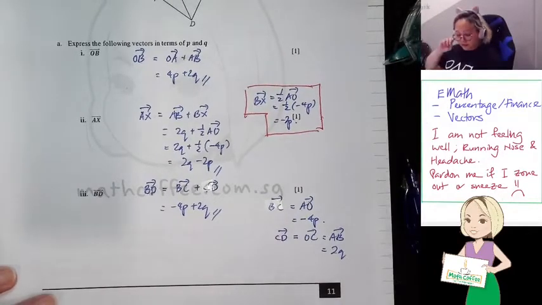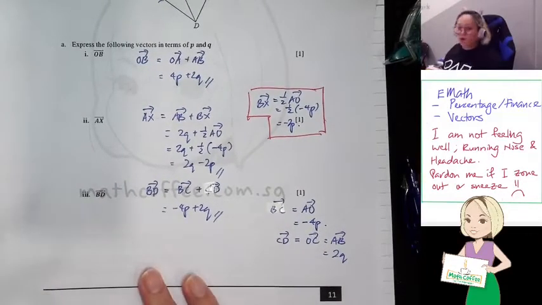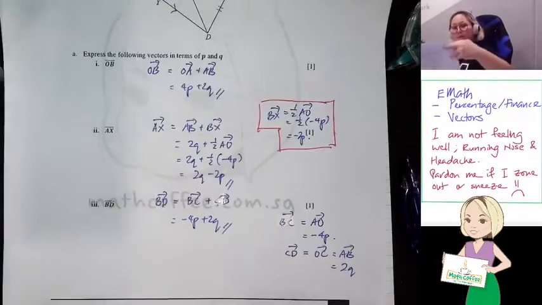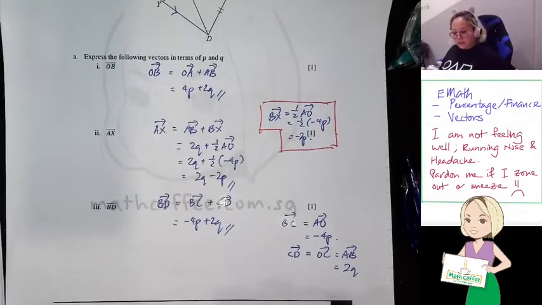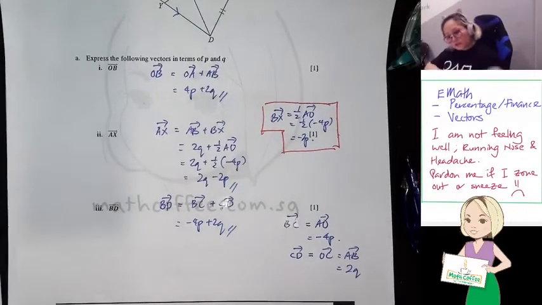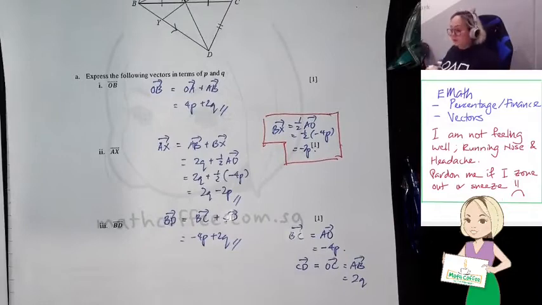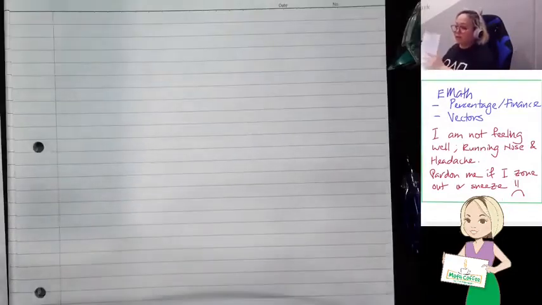Can you understand the vectors better now? It's all about walking. Shortcut, long cut, shortcut, long cut. Okay, the next one, another tough one. These last 5 parts are tough, but it is a typical question that they always come out in vectors. So please listen carefully. We are now done with this one. Let's move on.